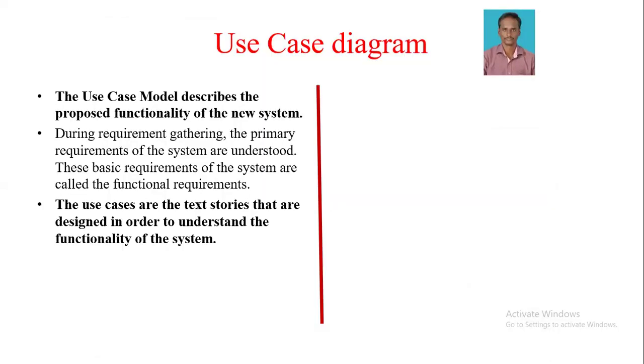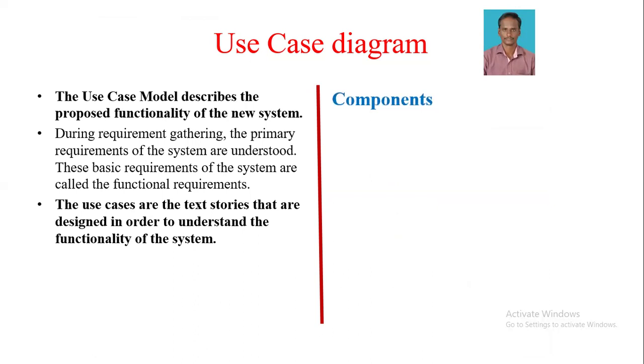The use case model describes the proposed functionality of the new system. During requirement gathering, the primary requirements of the system are understood. These basic requirements of the system are called the functional requirements. The use cases are text stories that are designed in order to understand the functionality of the system.